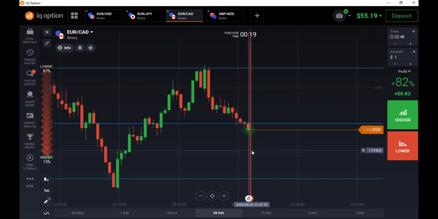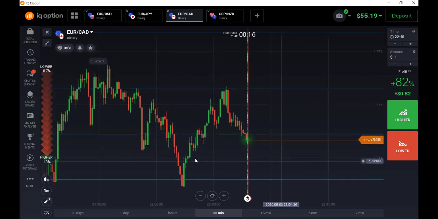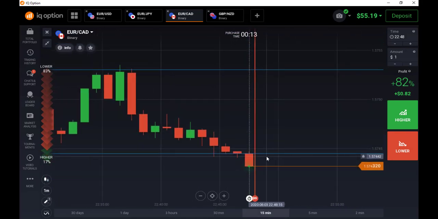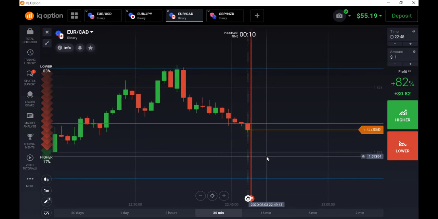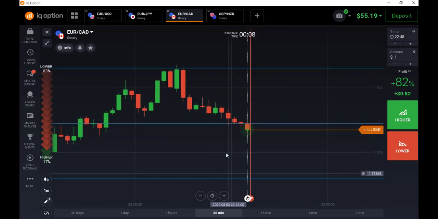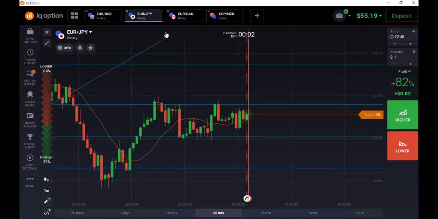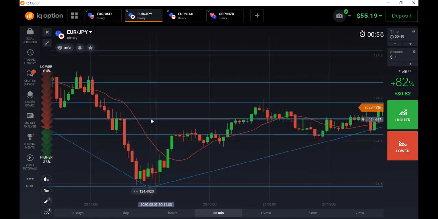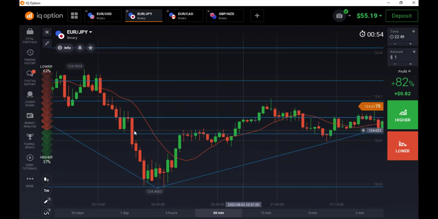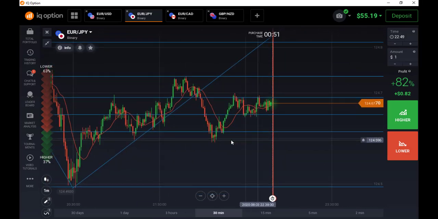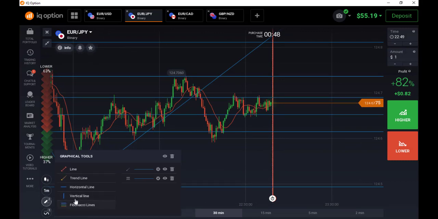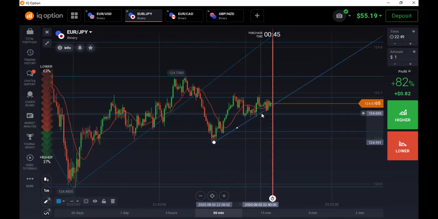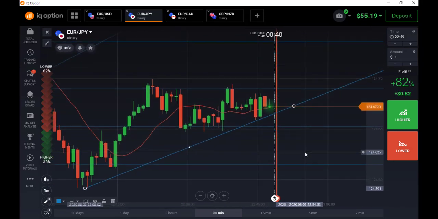The support is breaking now. Maybe it's a breakthrough, or, well, I think it's going down. Its support is breaking, and this is not a good time to do any trade in this pair. Let me switch to Euro JPY, and it's pretty decent in this one. Yeah, this is good. And let me draw a trend line also.